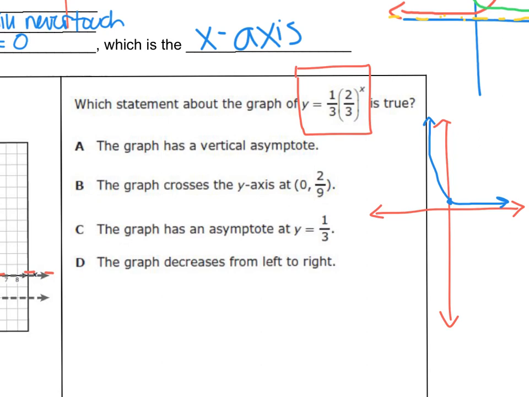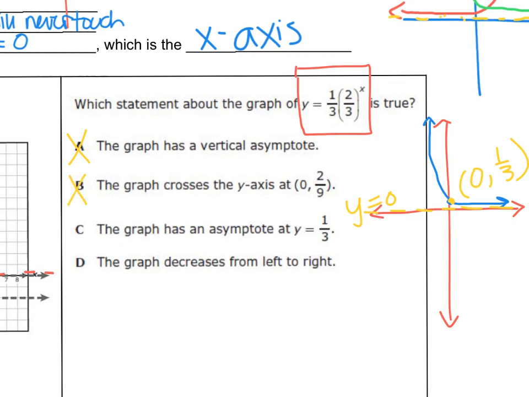The first one says the graph has a vertical asymptote. Remember, we said the asymptote is always y equals 0. That is horizontal, so A cannot be true. B says the graph crosses the y-axis at (0, 2/9). So that's this point here. Whenever you look at the table, if you press Control T, that point is actually (0, 1/3). So B cannot be true.